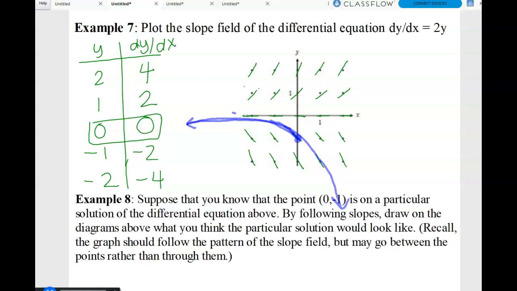So that was example 7, 8. What do you think 9 is? 9 is to do what we did yesterday. So we're going to actually integrate, find our equation, and solve our C value.